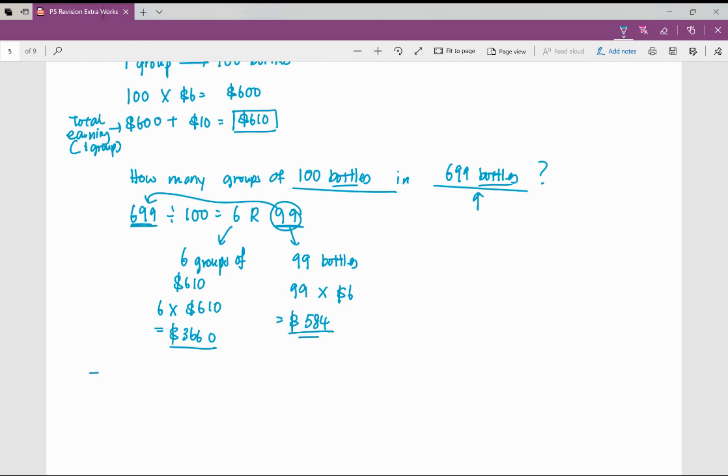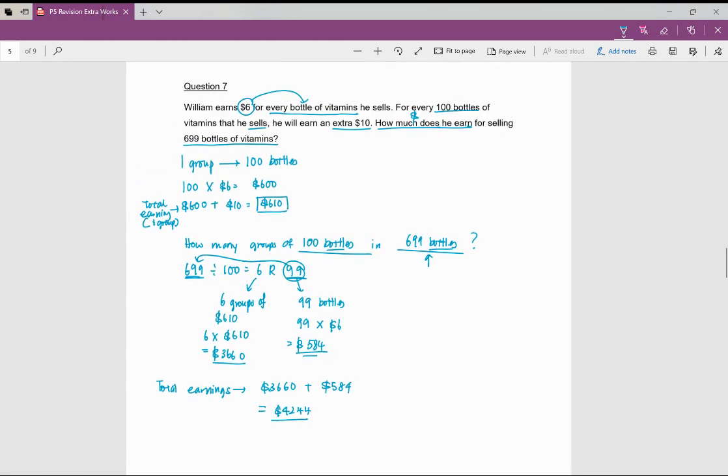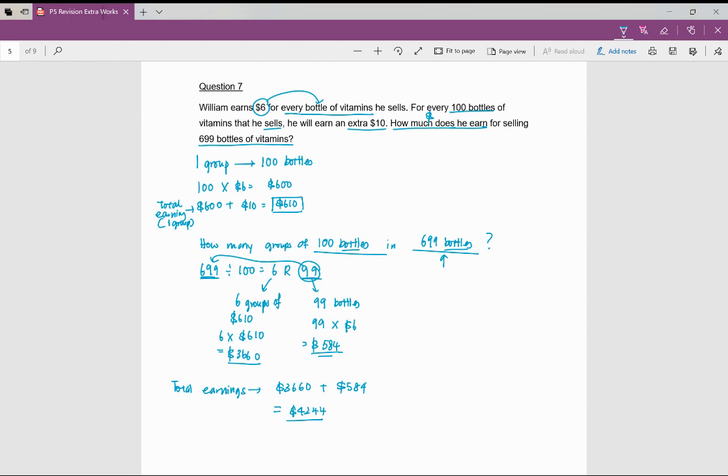So total earnings will be $3,660 plus $594, which is $4,254. Okay, that's it. That's it for grouping concept 3. All right.